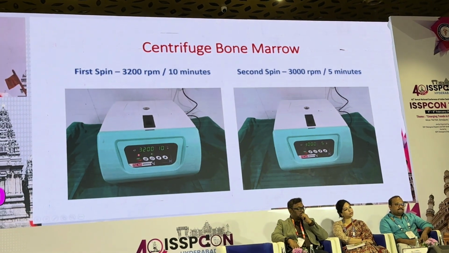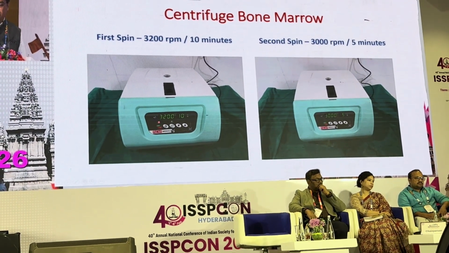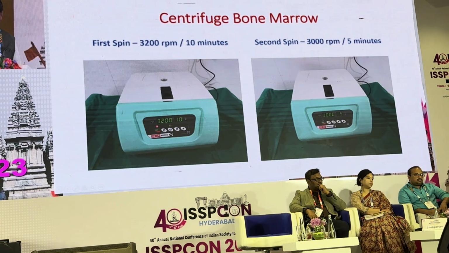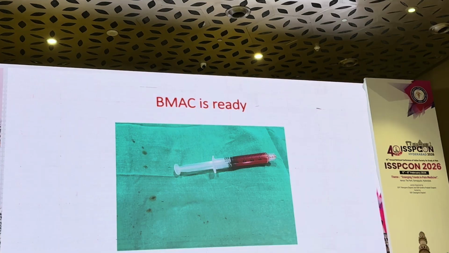This is a centrifuge, a simple centrifuge, and first spin is 3200 rpm for 10 minutes, and second spin with 3000 rpm for 5 minutes, and this bone marrow is ready to use.